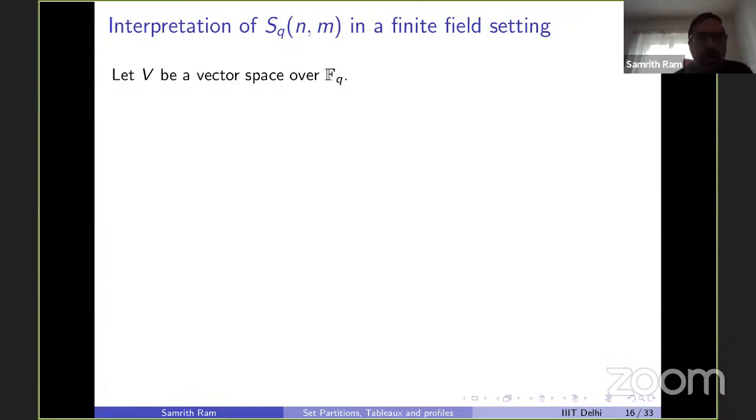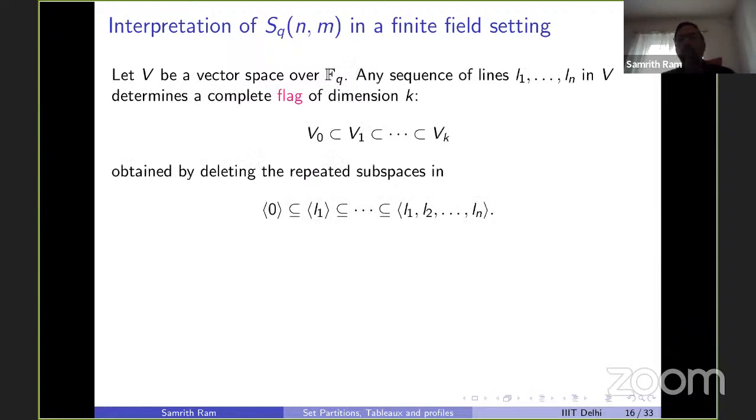All right. So let V be some vector space over FQ, and suppose we have a sequence of lines in V, L1 to Ln, which are simply one-dimensional vector spaces of V. Given such a sequence, one can obtain a complete flag of dimension k. Simply look at the subspaces spanned by L1, then L1 and L2, and so on, and delete the repeated subspaces in that increasing list of subspaces. That will give a strict containment, and that is simply a flag of dimension k for some k.